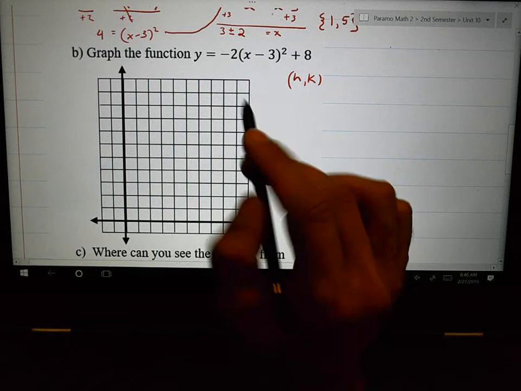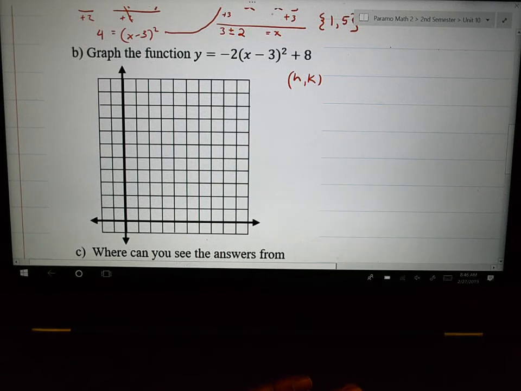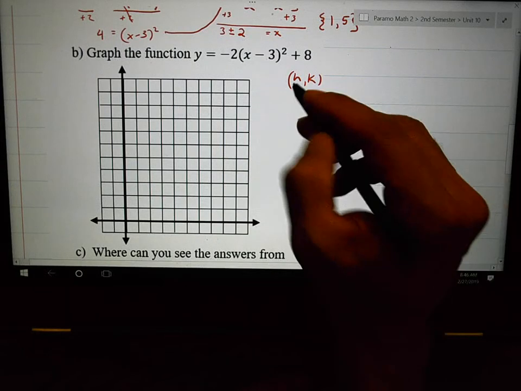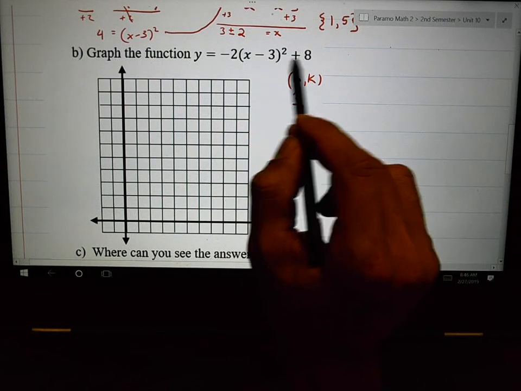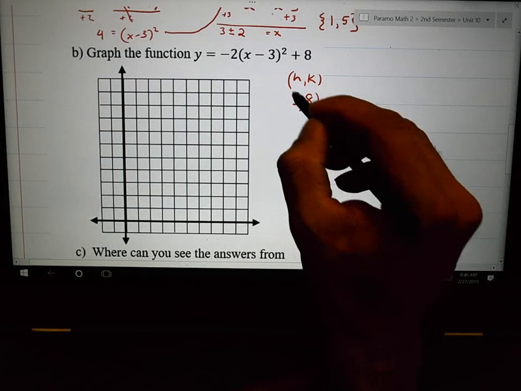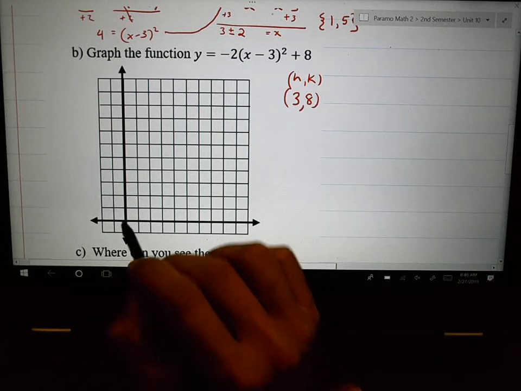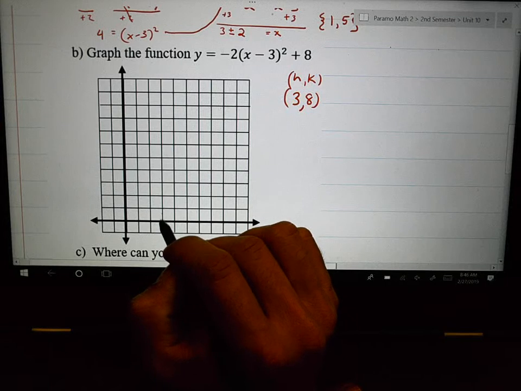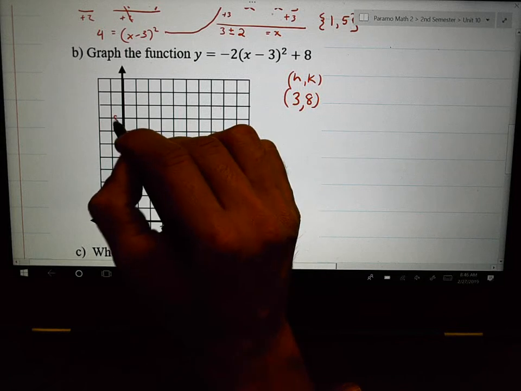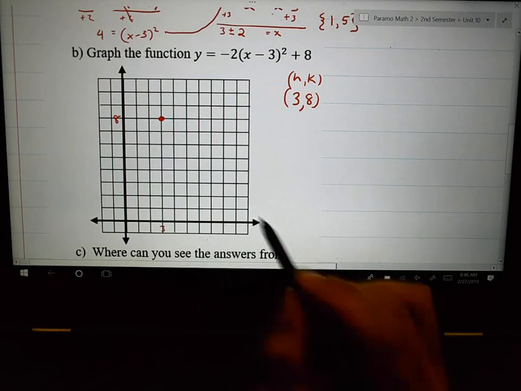That would be opposite, same. Opposite of this is 3. Same of this is 8. And so I should know that if I go to the right 3 and up 8, 1, 2, let me put 3 right there. 1, 2, 3, 4, 5, 6, 7, 8. 8's right there. My vertex should be at 3, 8.